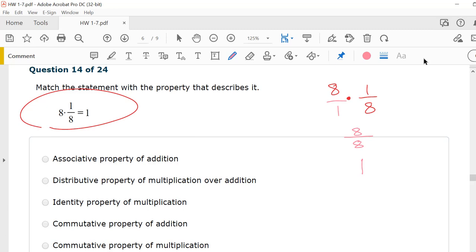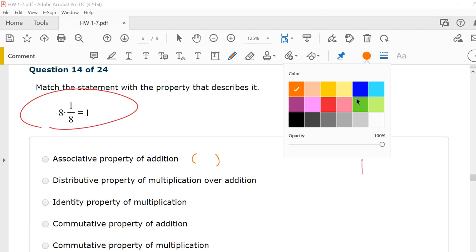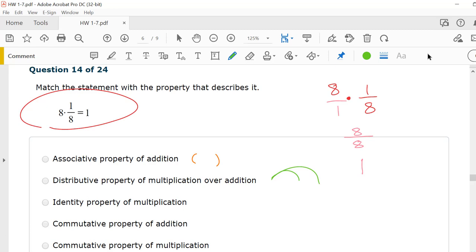Okay, that's not associative. And here I am going through the process of elimination. Associative is with parentheses. You move the parentheses. Distributive property, well, that's when you do that whole distributing thing. That's not it. Identity property of multiplication, that's when you do 1 times something.